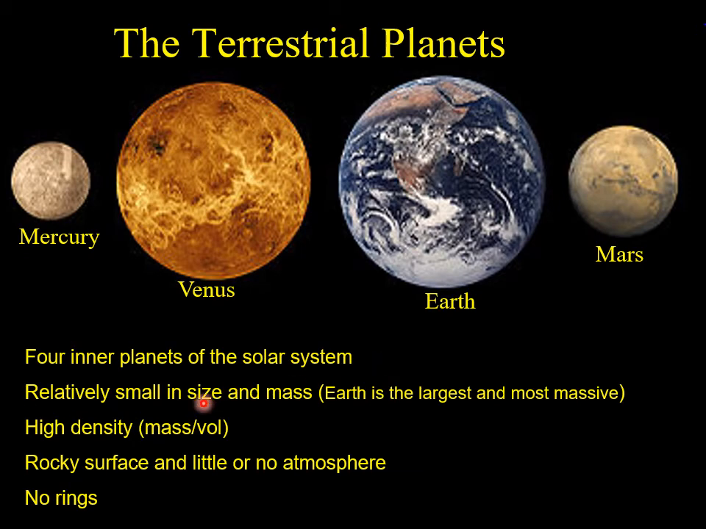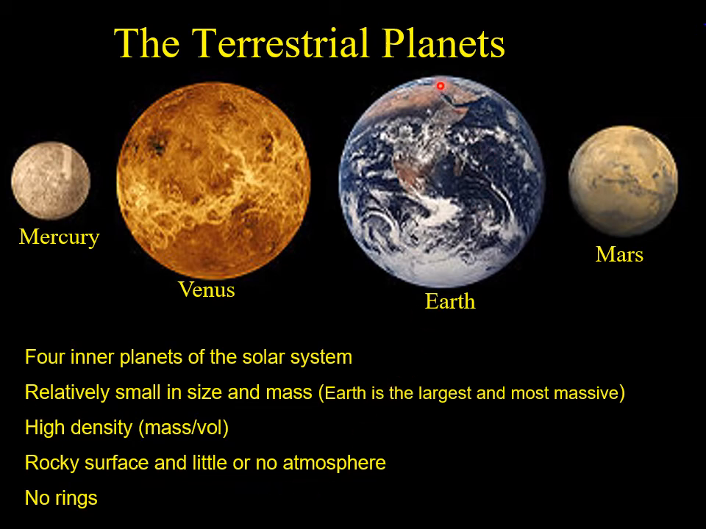These are the 4 innermost planets of the solar system. They're relatively small in size and mass compared to the outer planets. These are all dwarfed by the outer gas giant planets. They all have a high density, meaning they're made of solid material. They're not made of gas like Jupiter and Saturn are. They have a rocky surface or a crust, and they have either very little or a relatively thin atmosphere.